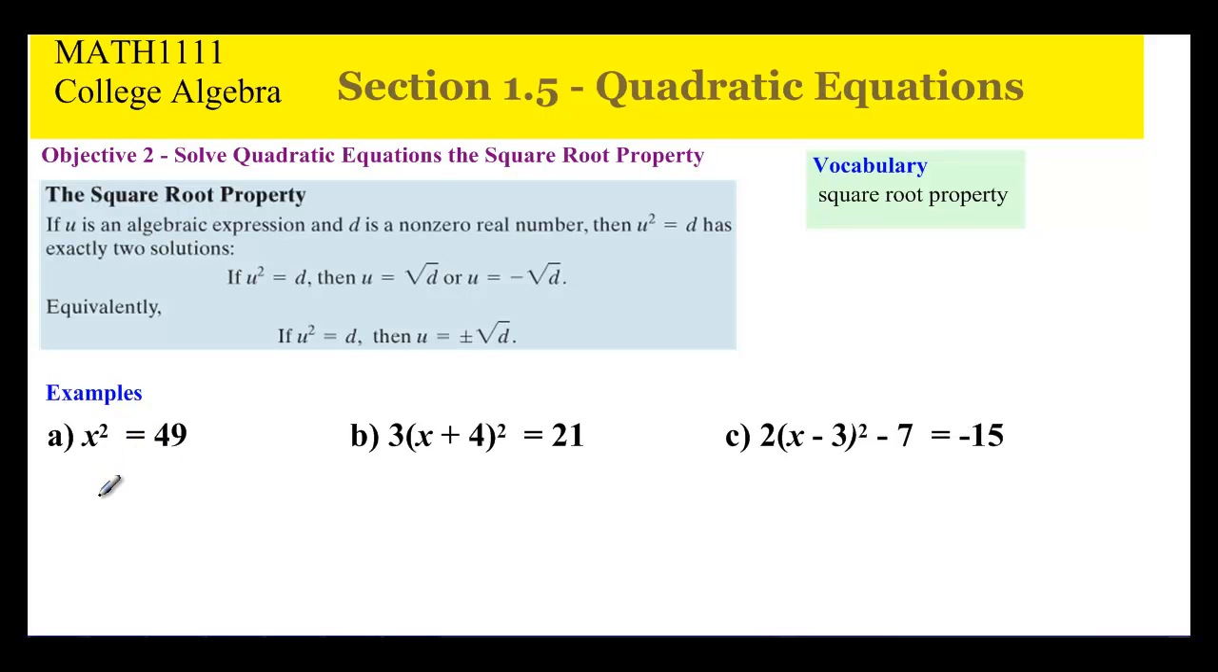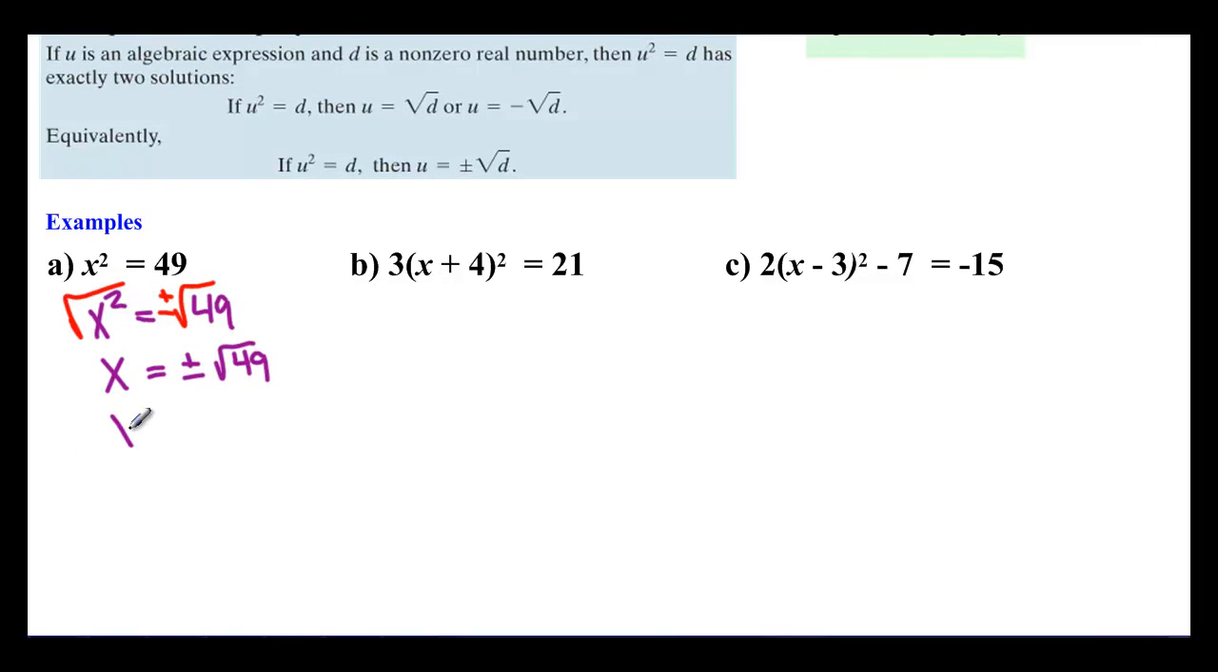So the trick here is that whenever you're taking the square root of both sides, you have to do plus or minus over here. So you're going to get that x equals plus or minus the square root of 49. Well, that's going to be that x is plus or minus 7, and then to list that out, that means that x is going to be 7 and negative 7.